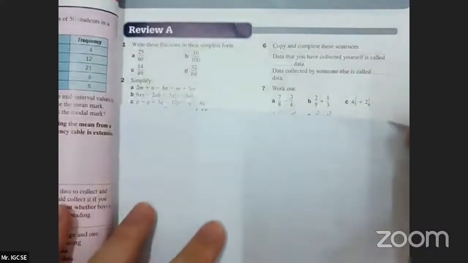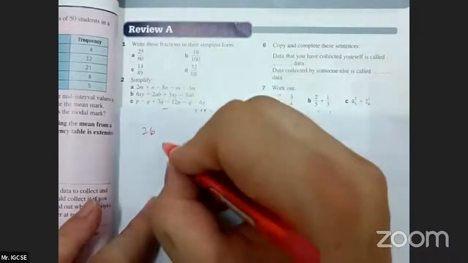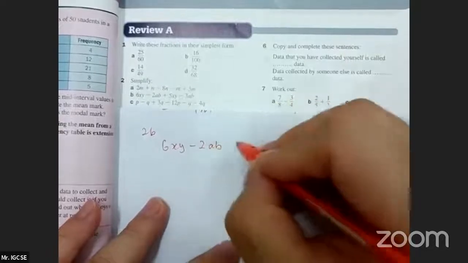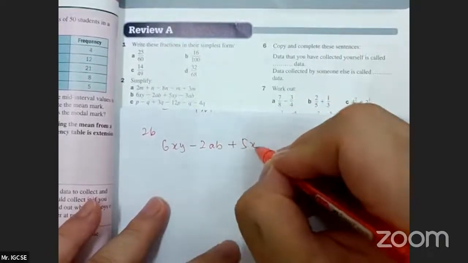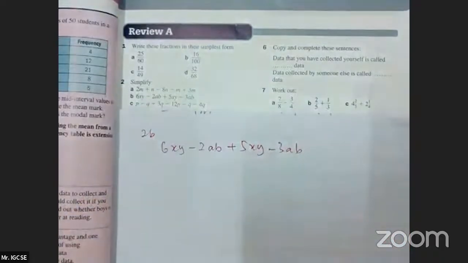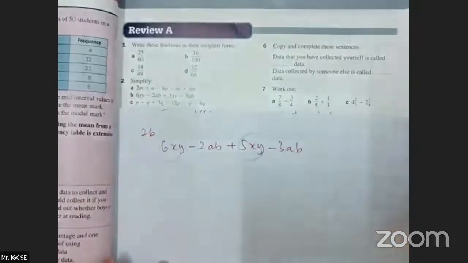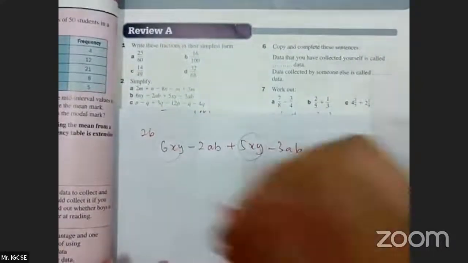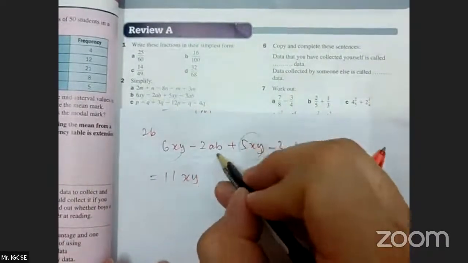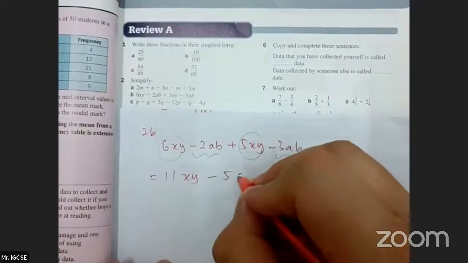Okay, for the B and C, I will do it this way. 2b, 6xy minus 2ab plus 5xy minus 3ab. So I should find the like terms. I circle the xy, so I know that's 6 plus 5, you get 11xy. For the ab, minus 2 minus 3, I will get minus 5ab.